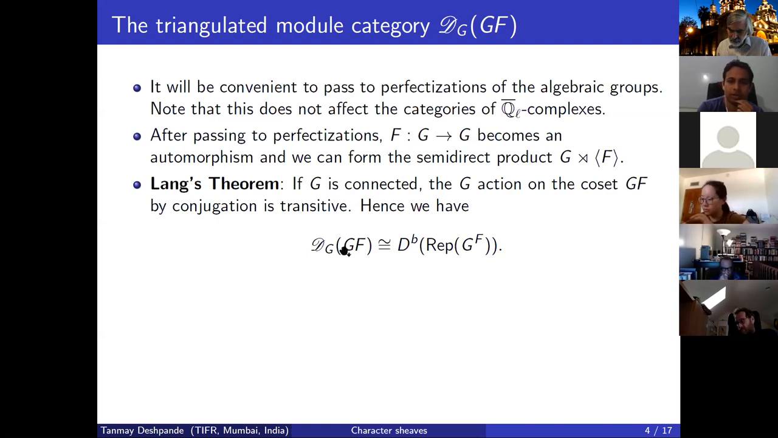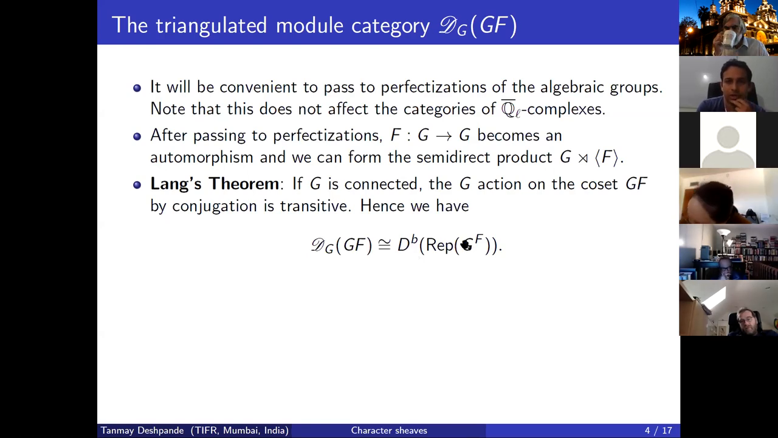So if we look at the equivariant derived category on the left hand side here, because the action is transitive, it is equivalent to the derived category of representations of a stabilizer. And if we look at the stabilizer of the point F, which lies in this coset GF, then the stabilizer is exactly the fixed points of Frobenius. We have this equivalence of triangulated categories.